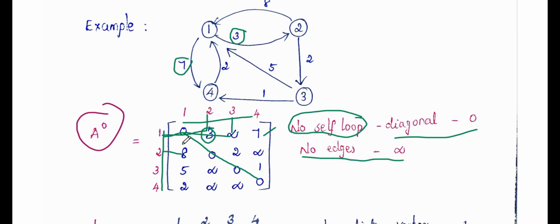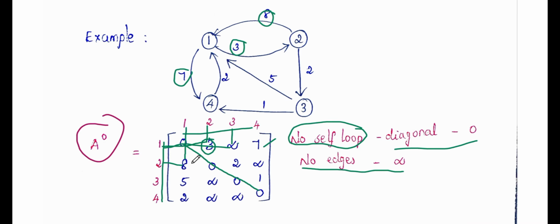Likewise in 2 to 1, any edges there? Yes, 2 to 1 the value is 8. Put that value here. And 2 to 2, the diagonal values are 0. There is no self loop in the graph, so put 0.